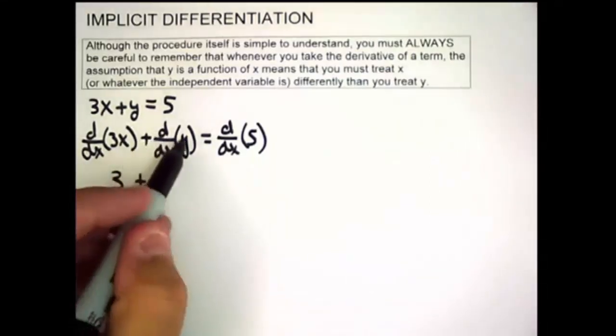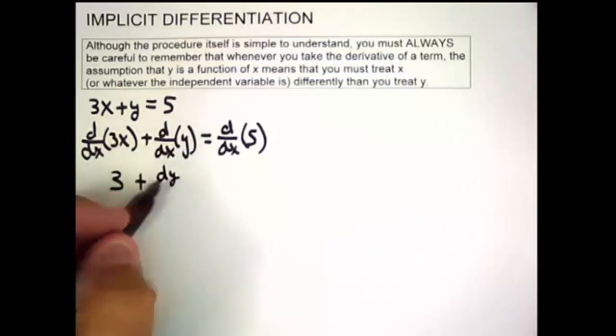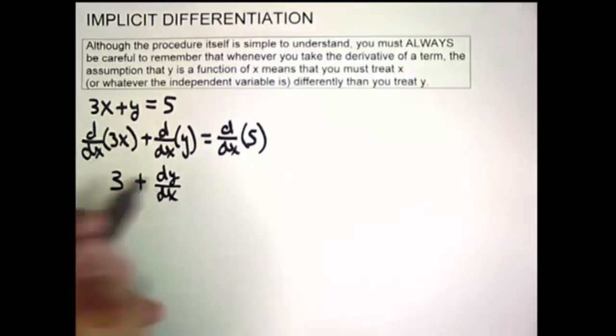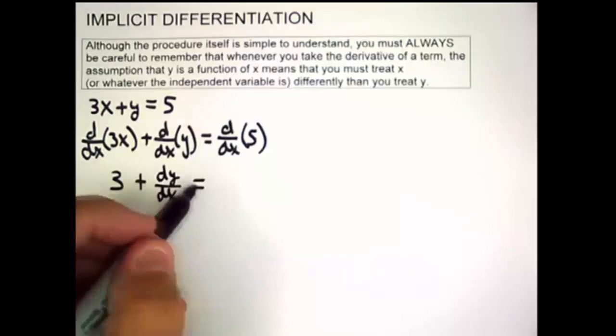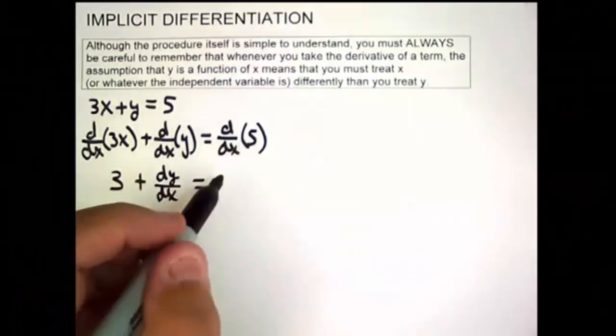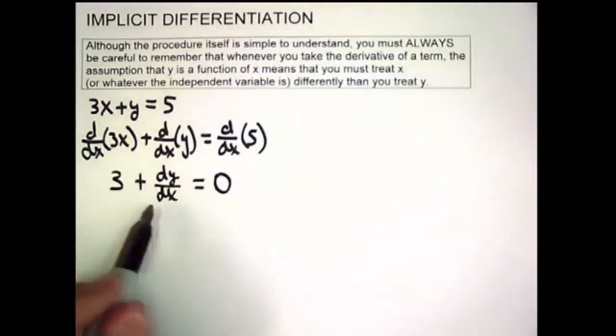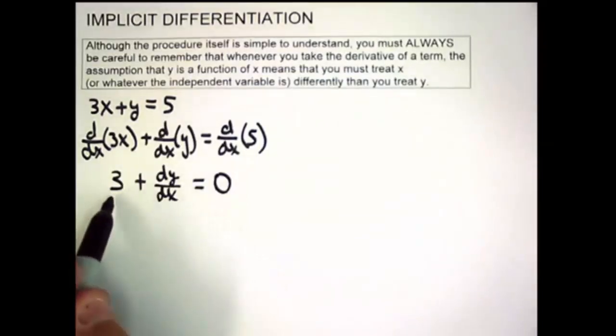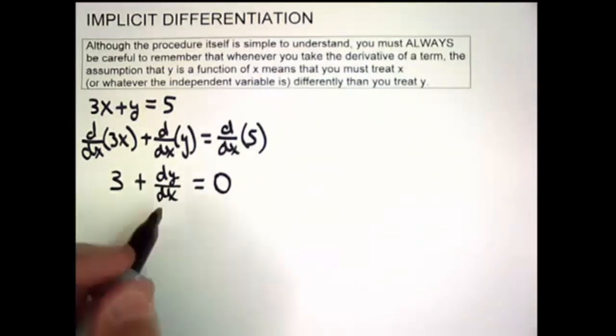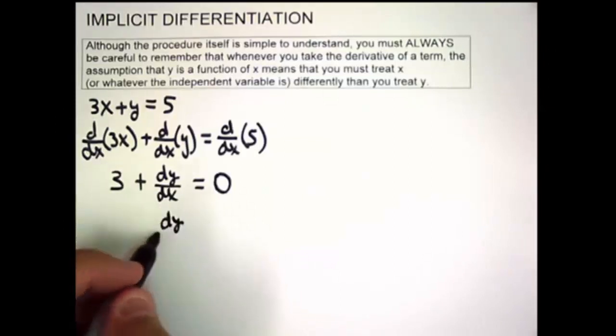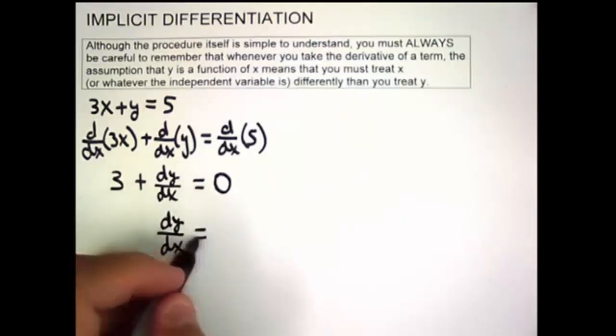The derivative of y with respect to x is what we're calling dy over dx. That's our symbol for it. And the derivative of any constant, in particular 5, is 0. And all we do now is take the 3 to the other side by subtracting 3 from both sides, and you get dy over dx is equal to -3.